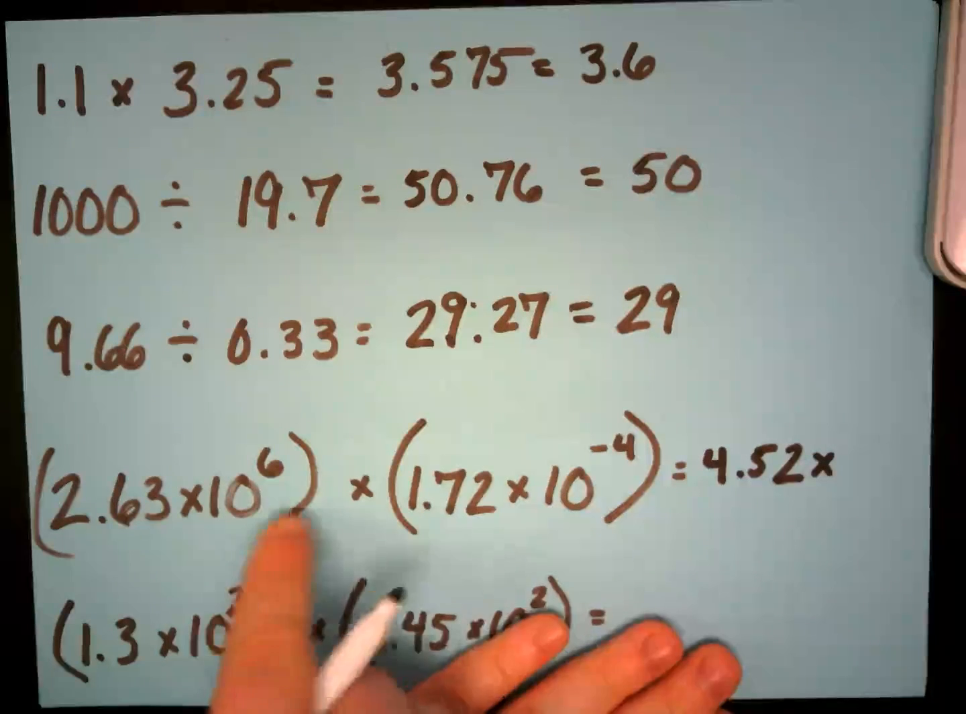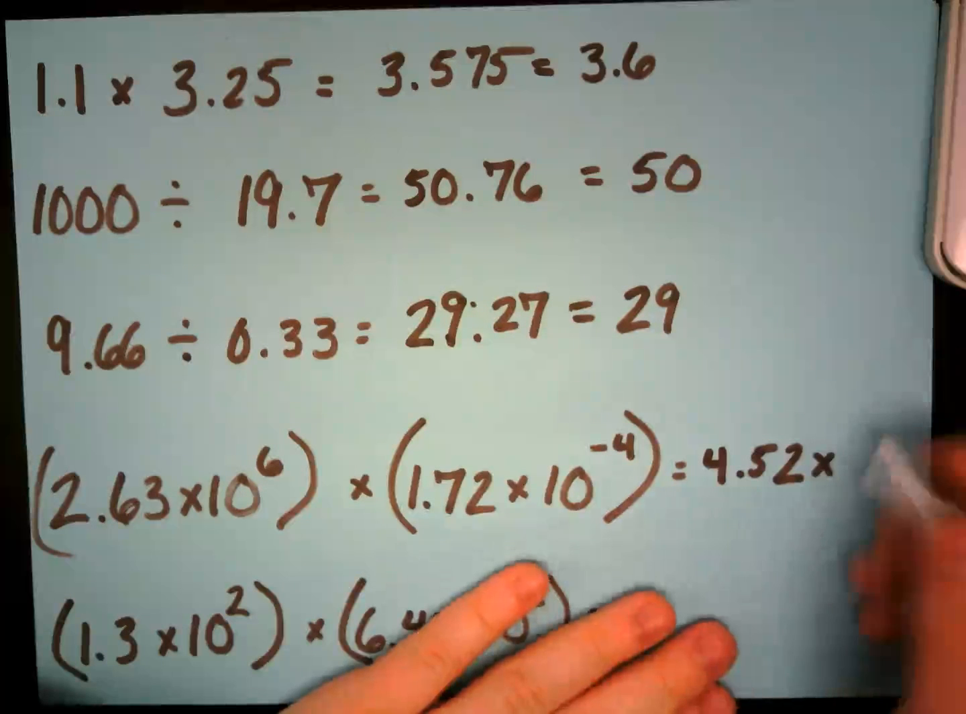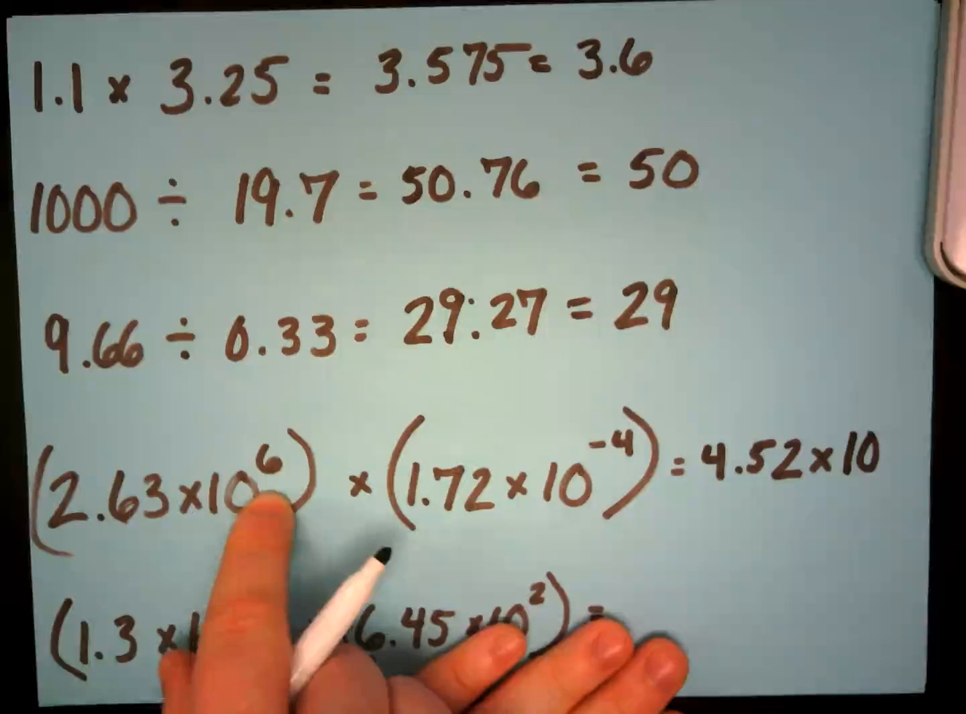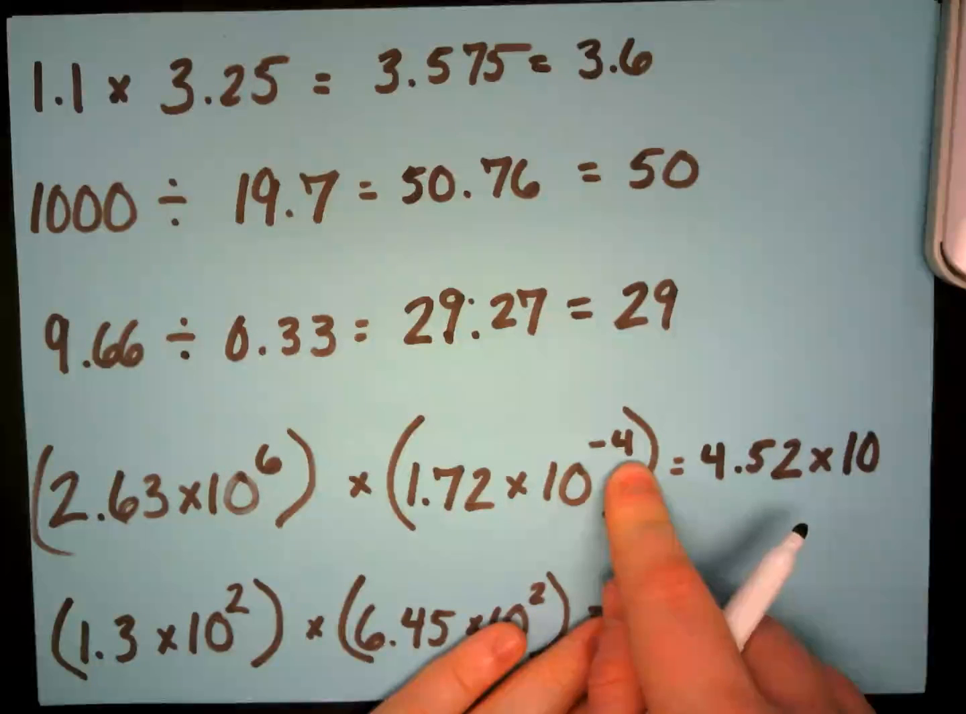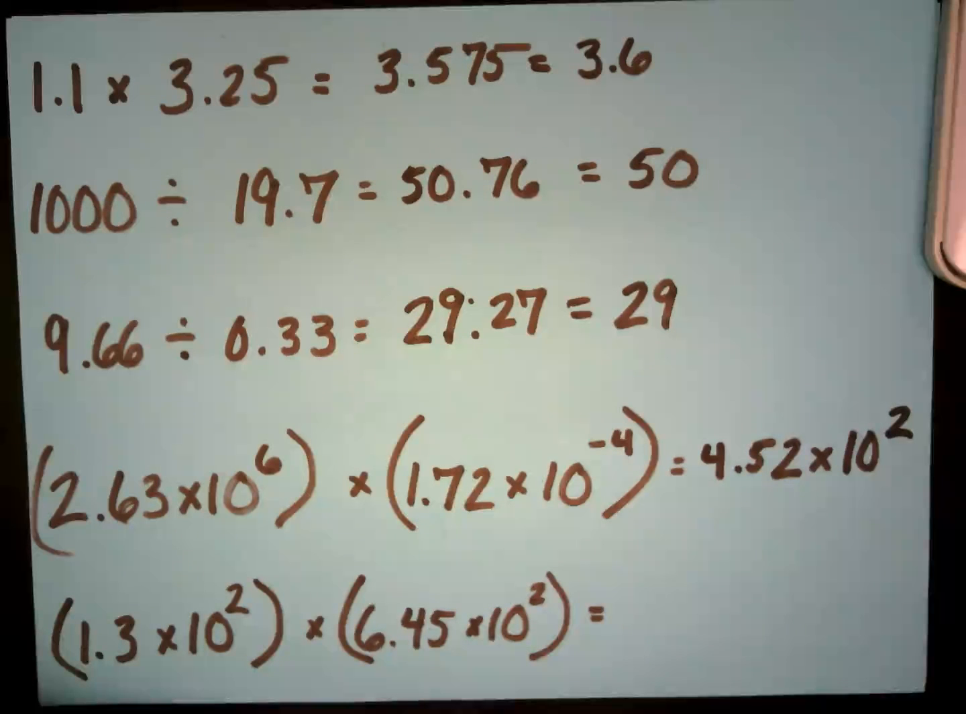Now, when you multiply exponents, it's more or less you're adding those together. Dividing is subtracting them, okay, just the exponents. So this will be 4.52 times 10, and then it's just going to be 6 plus a negative 4, which is going to then give us 4.52 times 10 to the second power, okay?